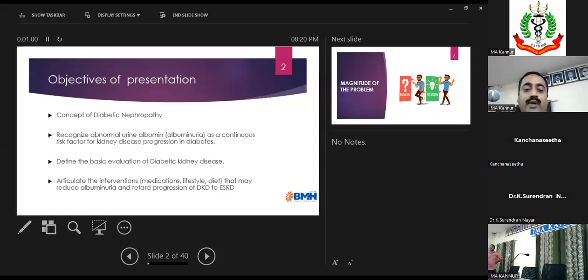What are the drug modifications that are required when a patient has rising creatinine or proteinuria, and what is the basic concept of diabetic nephropathy? What are the basic evaluations that have to be done in a case of diabetic kidney disease? And articulate the interventions, medications, lifestyle and diet that may reduce albuminuria and retard the progression to end-stage renal disease.